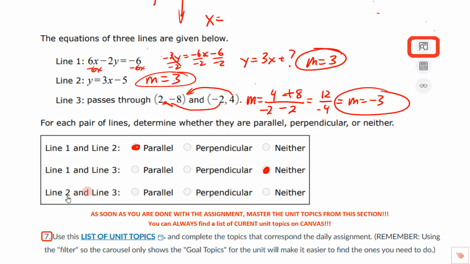And then if we take a look at this guy right here, lines 2 and 3. Well, since this one's 3, just like that one was, we've got 3 and negative 3. That one's going to be neither also.